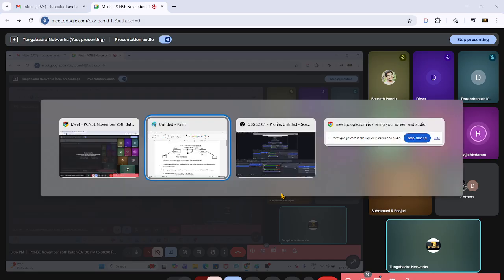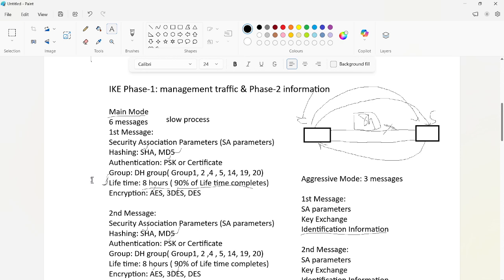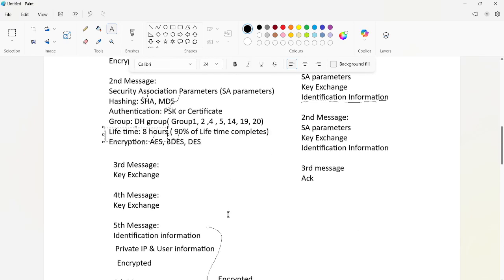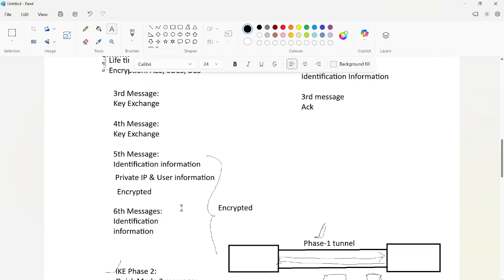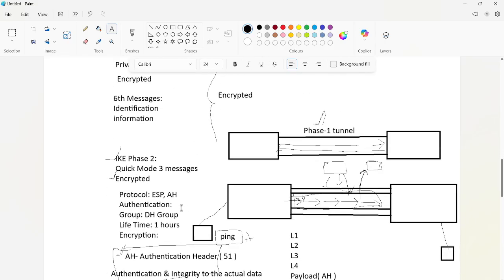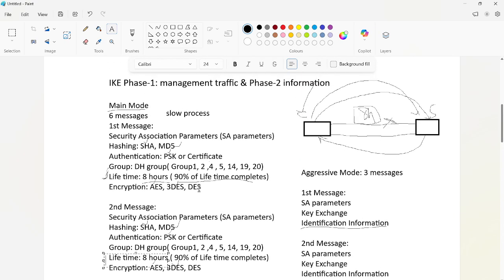Sir, in main mode, the lifetime is 8 hours, right? Can we change it? Yes, we can change it. It is configurable. You can configure a maximum of up to 365 days, and the same in phase 2 as well. By default, the lifetime will be 8 hours in phase 1 and 1 hour in phase 2. Both are configurable. If you want, you can change that, but the lesser the lifetime, the more security to your data.